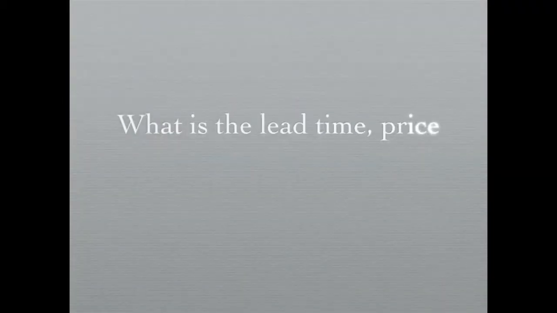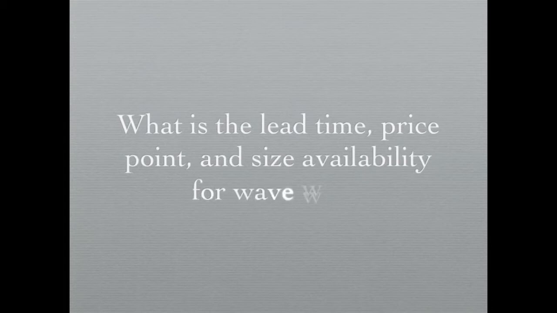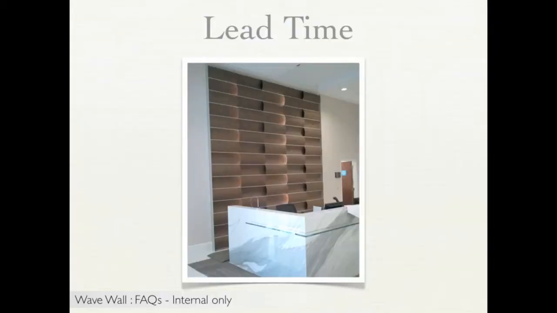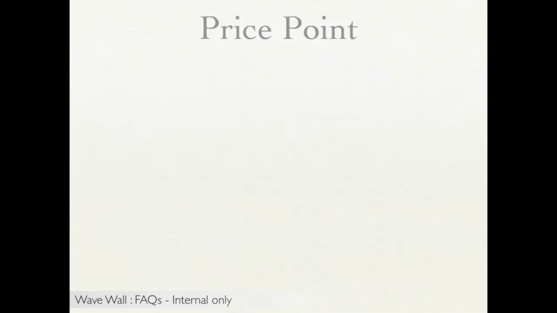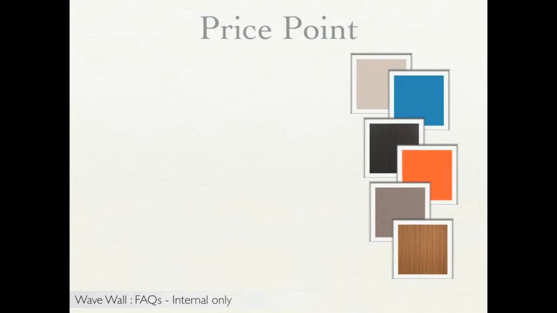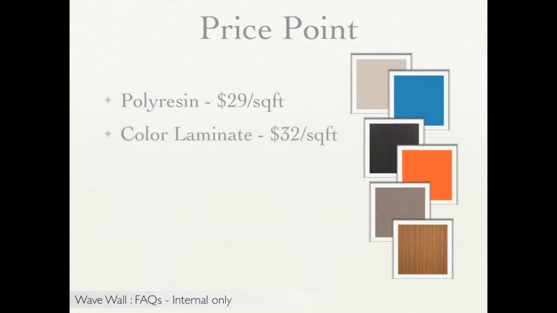What is the lead time, price point, and size availability for wave wall? The standard lead time for wave wall is 3 weeks. The pricing for wave wall depends on the type of material specified. For example, polyresin starts at $29 per square foot. Colored laminate starts at $32 per square foot.